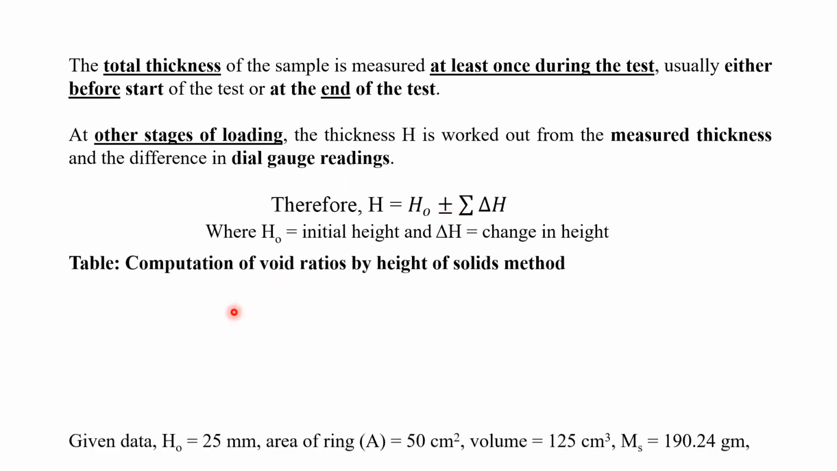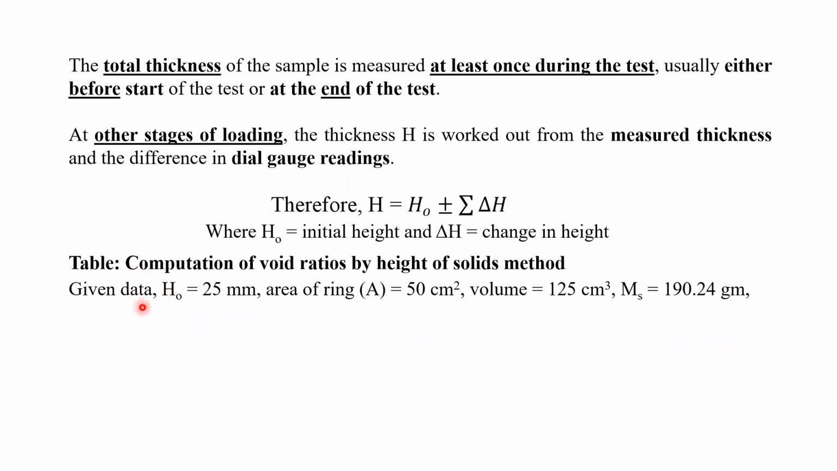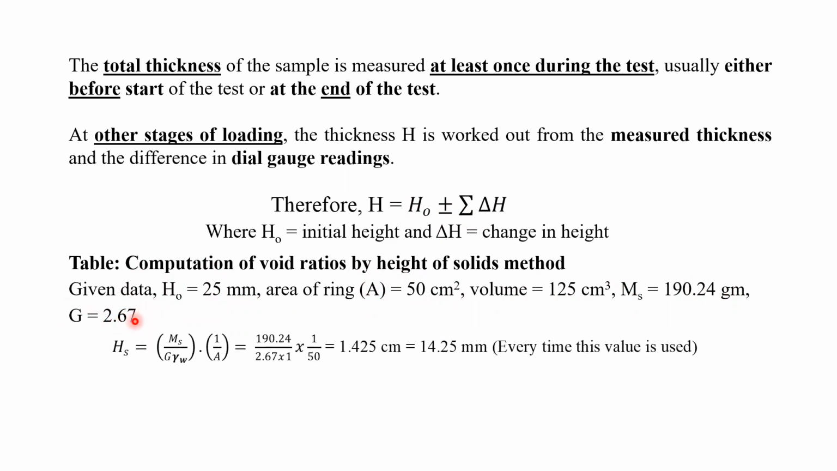Let us take this example. Suppose the initial thickness is 25 millimeter. The area of the consolidation ring, capital A, is 50 centimeter square. The volume is 125 cm3. The mass of solid is also given, and G is equal to 2.67. So Hs, the height of solid, we can calculate by this formula, which will be equal to 14.25 millimeter.